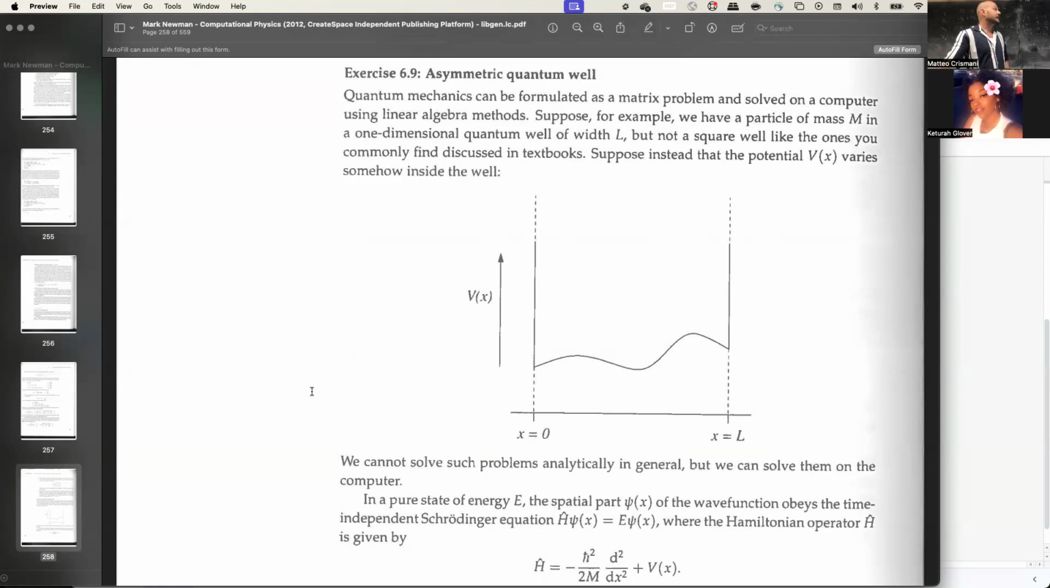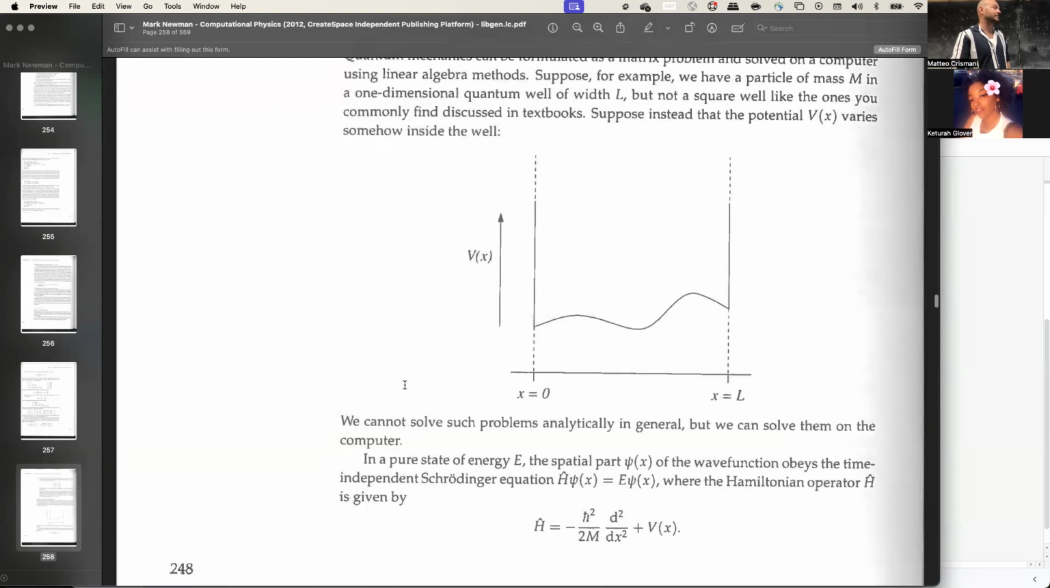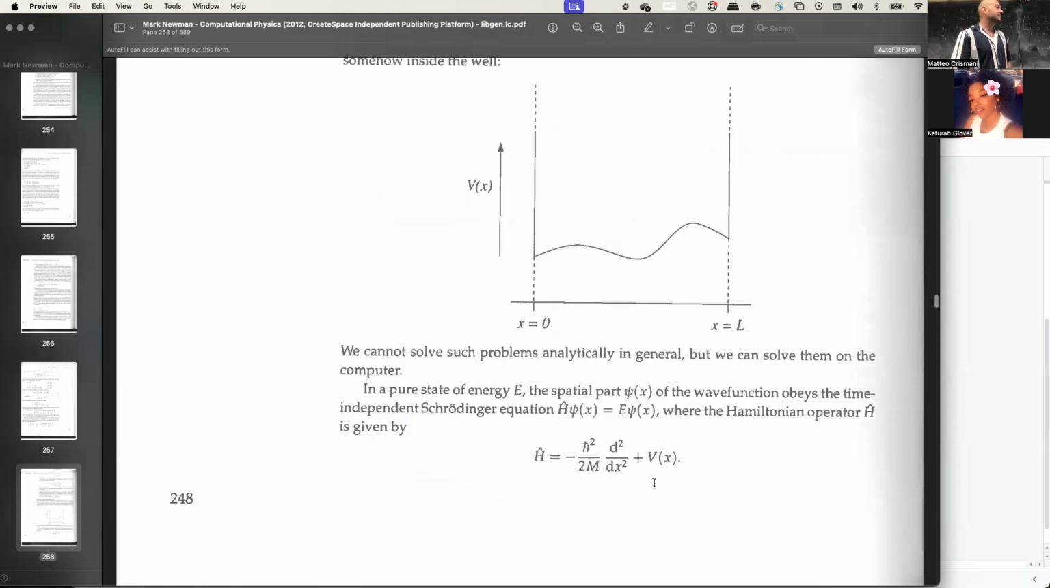situation. So let's say here you have a particle in a well, but instead of a flat bottom, you have some weird bottom. Okay. So you still have an infinite well that goes all the way up, right? So the particle can only exist between 0 and L, but the potential at the bottom is not flat. Okay. You can't solve this analytically. You just can't. But we don't care. We have computers.